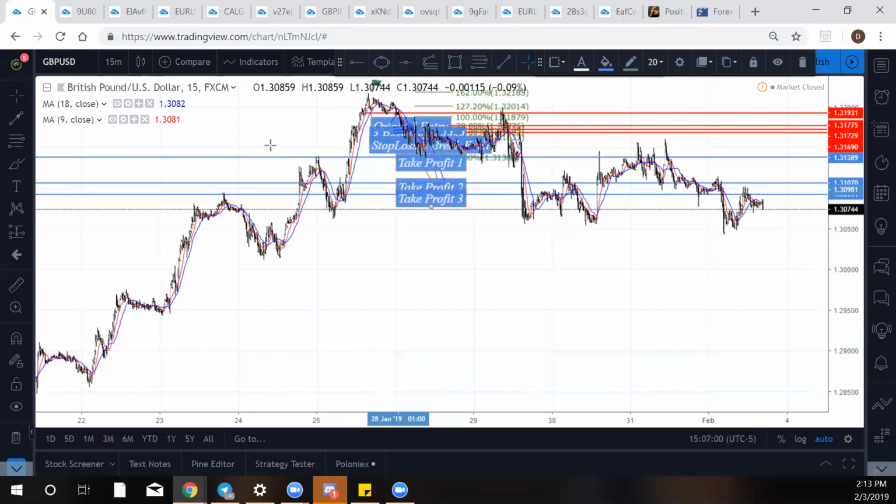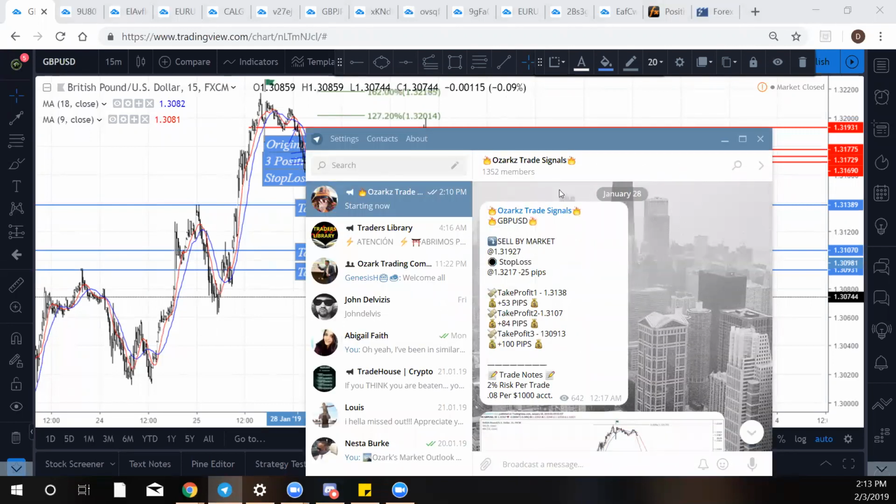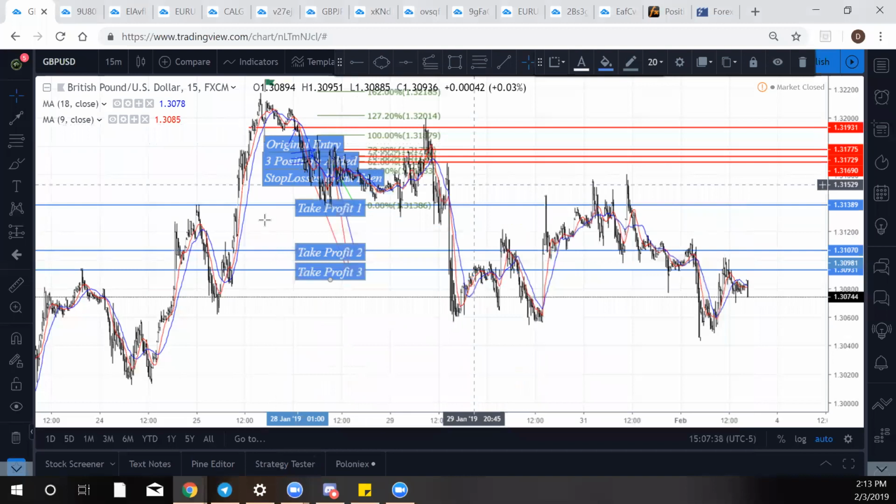Okay, so let's go ahead and get started looking at GBP USD. We have had a little bit of a sell-off from the original entry up at 1.3193. We called that trade in the Telegram. Let me go ahead and just show this to you guys. We called the trade at 1.31927, and it came back and whipped into our entry a little bit ago. So our original entry right up here, and we stacked some more positions going down even further.